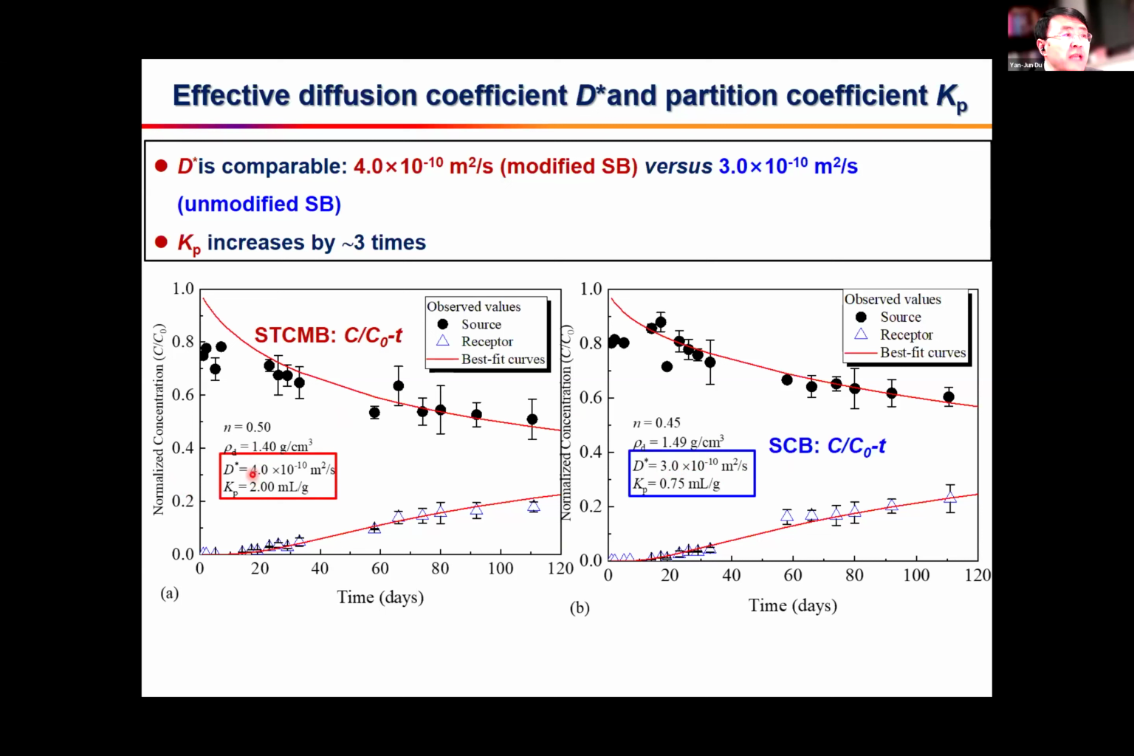Here you see the D dash is 4, here D dash is 3, times 10 to the minus 10 meters squared per second. However, for the Kp, it's quite different. The modified backfill has a higher Kp than that of the unmodified backfill. So Kp increases by almost 3 times. That means the retardation factor, that means the adsorption capacity, has been enhanced.